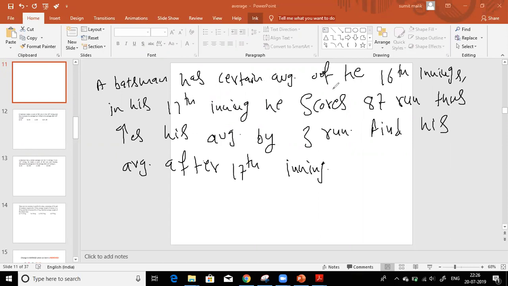A batsman has a certain average of 16 innings. In his 17th inning, he scores 87 runs, thus increases his average by 3 runs. Find his average after the 17th inning. So this is your homework. Okay, so we will meet on Monday.